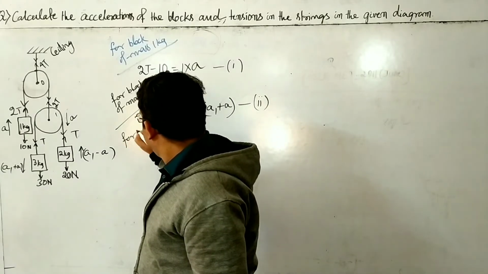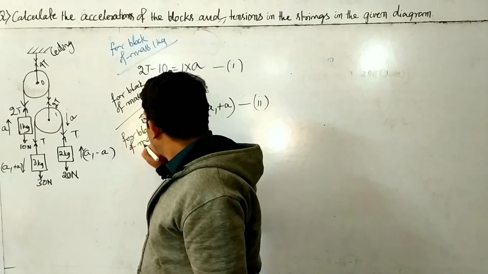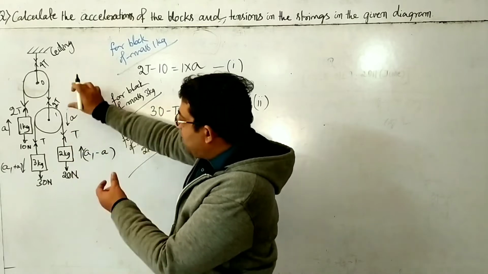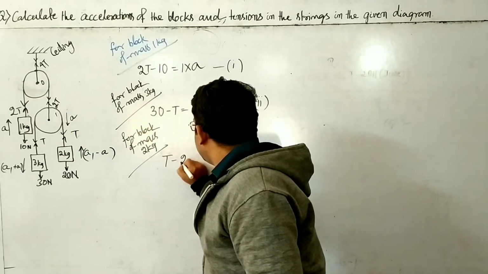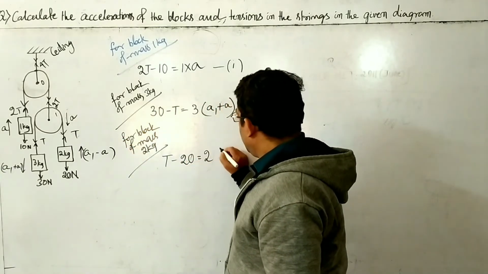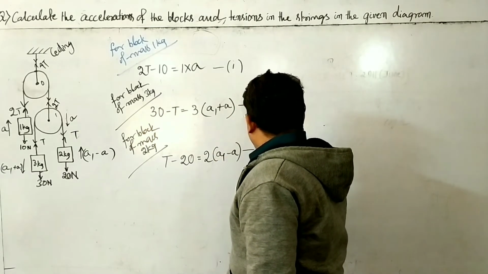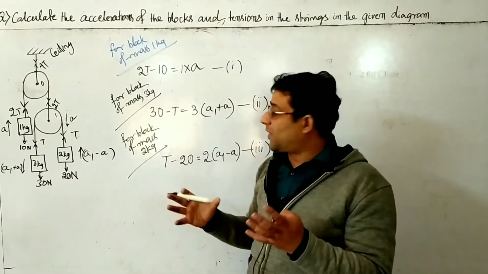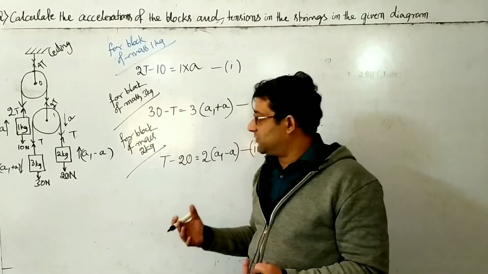Now for the block of mass 2 kg, this 2 kg block is going up, so tension must be greater than 20 Newton. So I am writing T minus 20 is equal to mass of the block 2 multiplied by A1 minus A. So by now we are good enough with the equations. Whatever equations can be planned out, we have made already. Now it is just to solve the equations and get the answer.